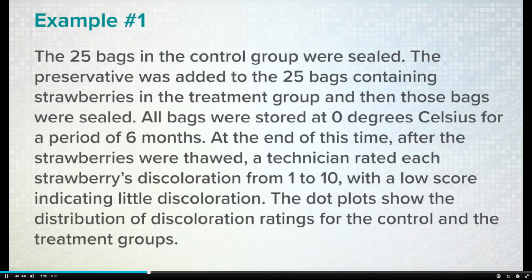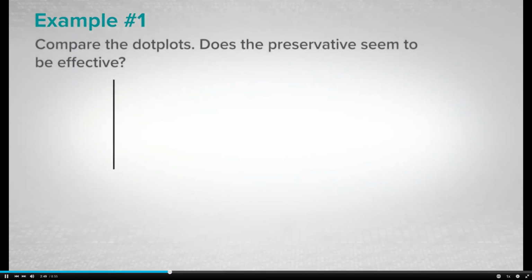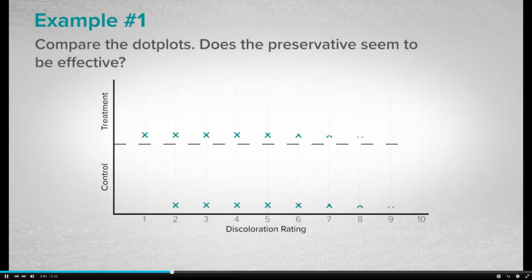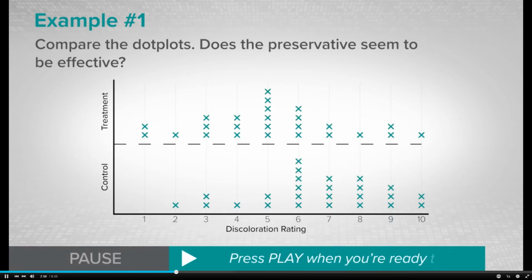At the end of this time, after the strawberries were thawed, a technician rated each strawberry's discoloration from 1 to 10, with a low score indicating little discoloration. The dot plots show the distribution of discoloration ratings for the control and the treatment groups. Compare the dot plots. Does the preservative seem to be effective? Pause the video to work on this. Click play when you're ready to move on.